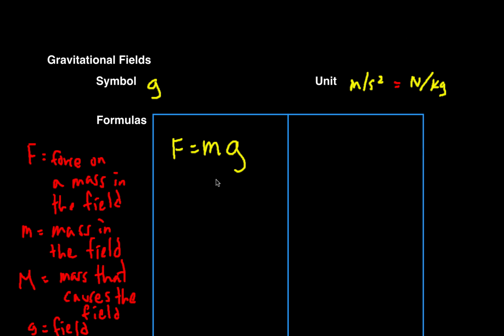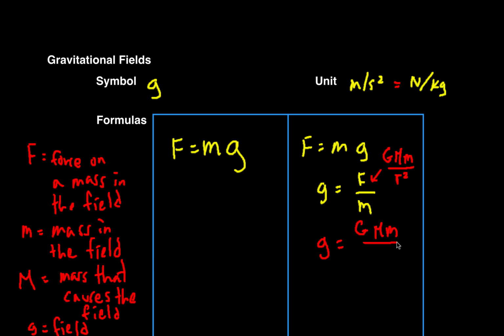Now, we can also derive a second formula. Since F equals mg, we can rearrange this to get g equals F over m. And we recall Newton's law of universal gravitation tells us that F equals G, times the mass that causes the field, times the mass in the field, divided by the distance between them squared. This rewrites to be g equals GMm over r squared, divided by m.